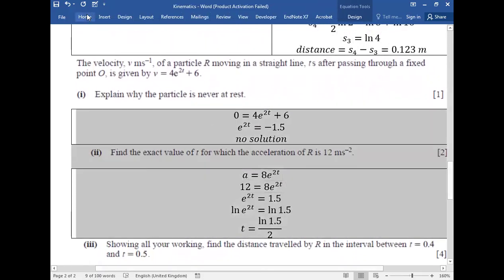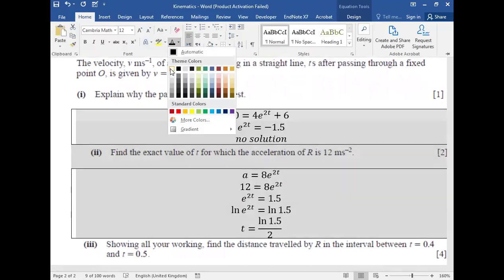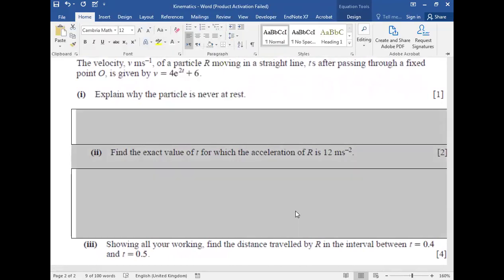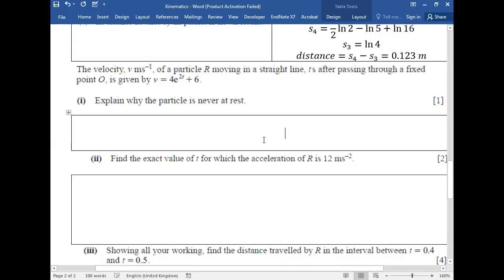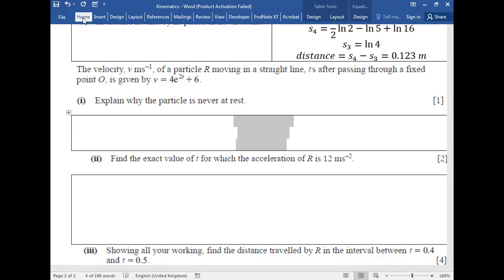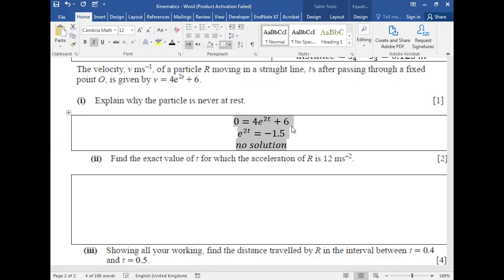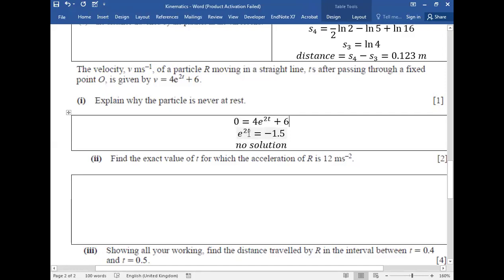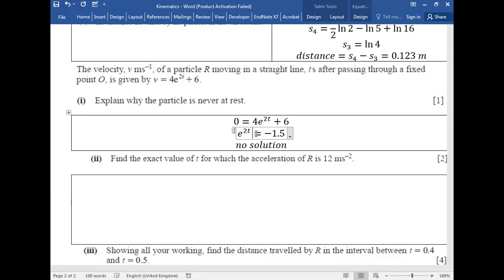Okay, class, let's go through this question. How do we know that the particle is never at rest? Rest means we set velocity to 0. If the velocity is 0, we do not get any solution. E to the power 2t is negative. We know e to the power anything never becomes negative for real numbers, and hence we will not get any solution. Students go a step further and apply log on both sides, and then they realize that the input of log can never be negative, so there will be no solution.